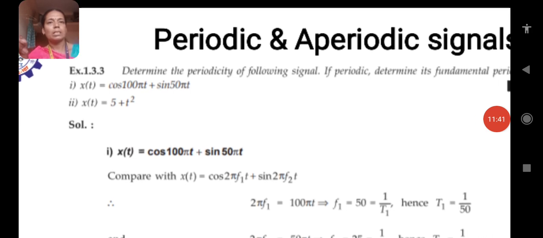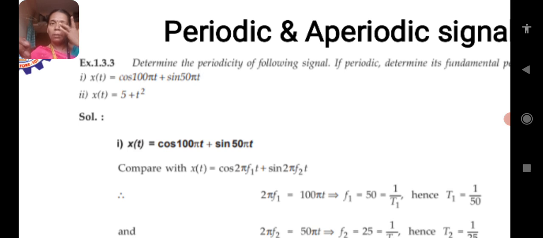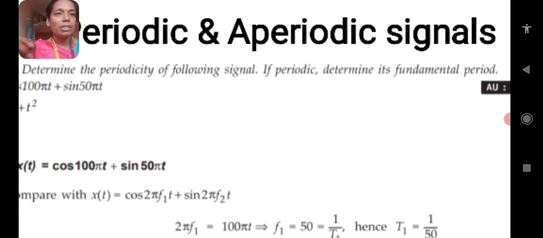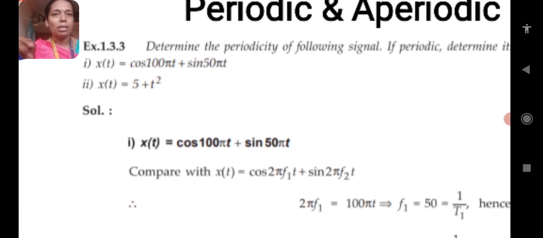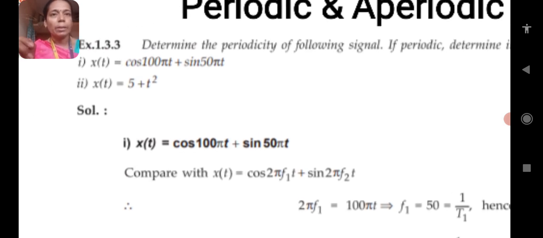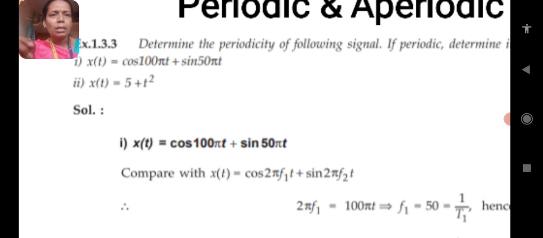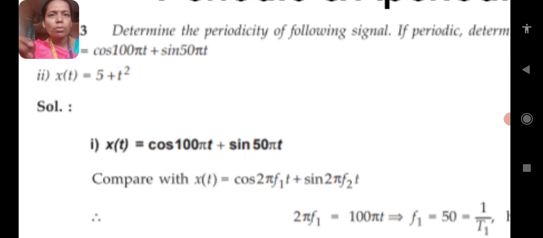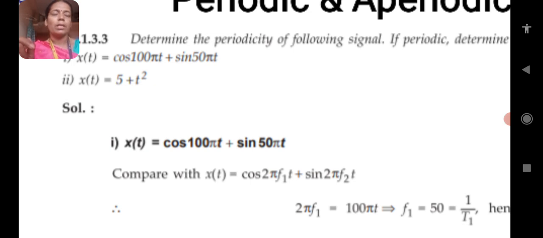Okay, students, note down this problem. Determine the periodicity of the following signal. If periodic, determine the fundamental time period. x of t is equal to cos 10 pi t plus sine pi t. And another problem is x of t is equal to 5 plus t square. Let this be an assignment for you. Try to solve these two problems. We'll discuss the answers in the next class.